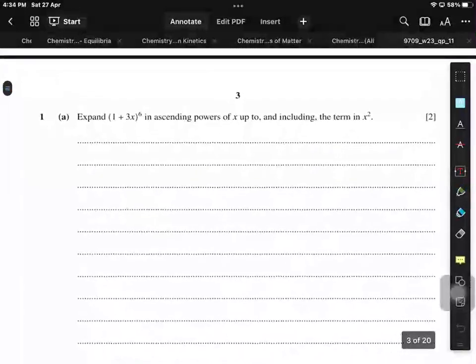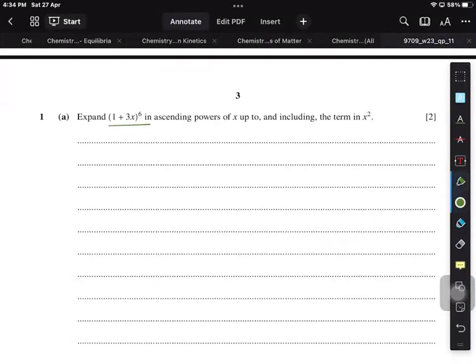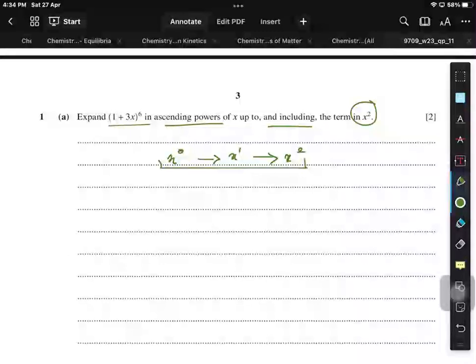The first question is from the binomial expansion. It says to expand this in ascending powers of x up to and including the term in x squared. Ascending power of x means the powers of x should be increasing. We'll start from obviously x to the power of 0, that's the least power of x you can get, and then x to the power of 1, and then x to the power of 2. So these are the three terms that you have to find.